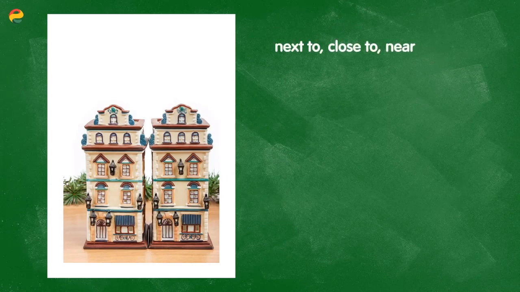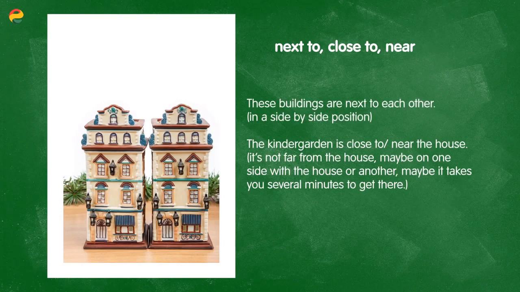So now let's look at the next picture. You should see 2 buildings on your screen. And I can say that the buildings are next to each other. But if I want to talk about a kindergarten, I could say that the kindergarten is near or close to the houses. And in this case, I don't know that it's next to them on one side. It could be right there, right next to them, or it could be a few minutes away. And in here, next to means they are right next to each other. They touch. They are adjacent.